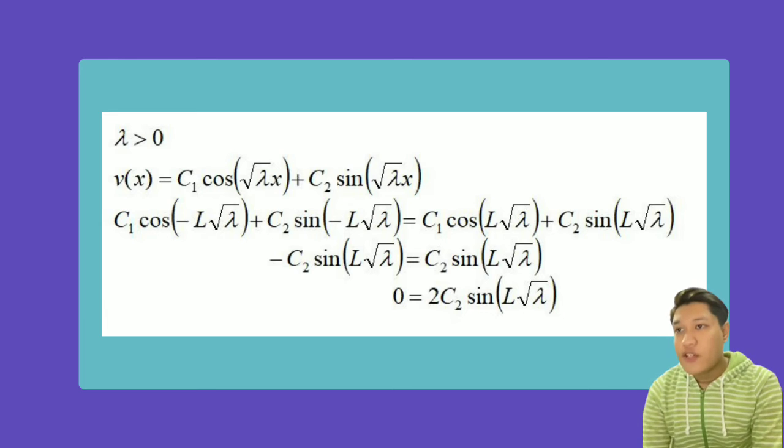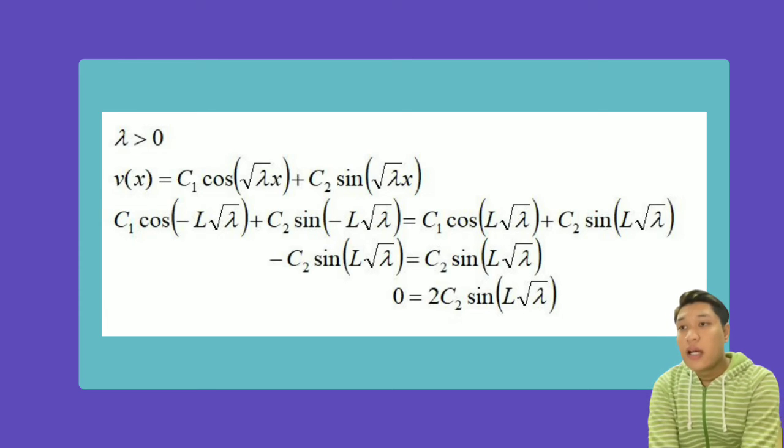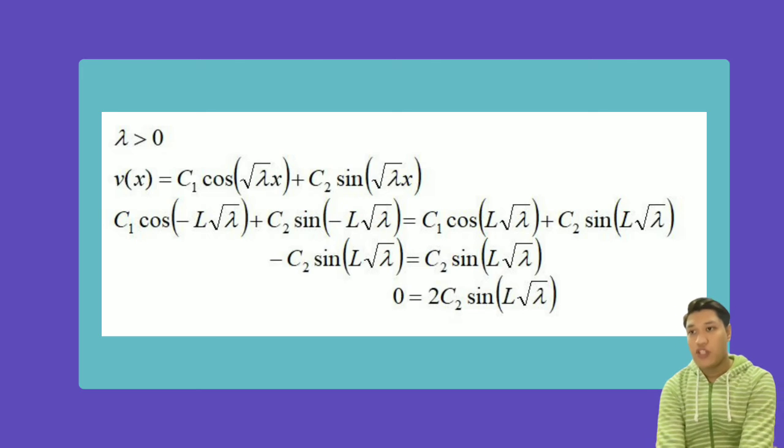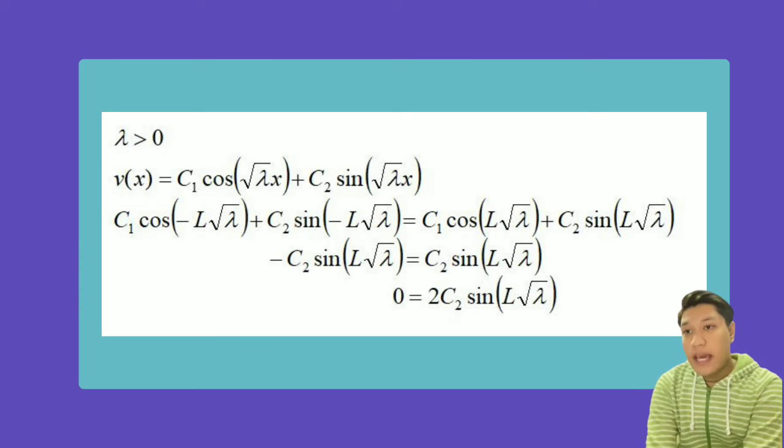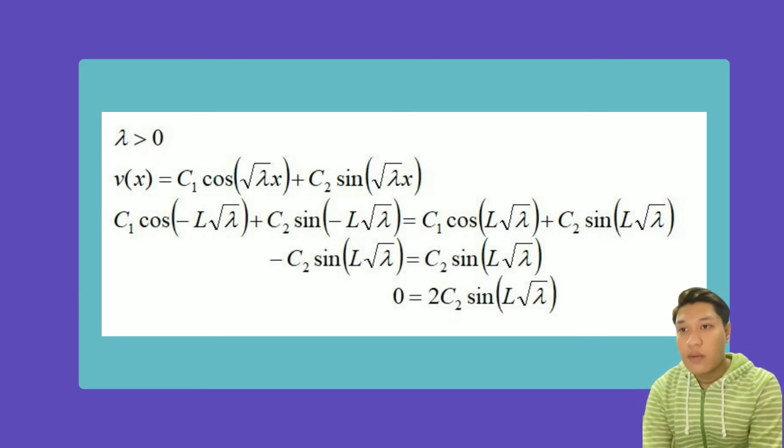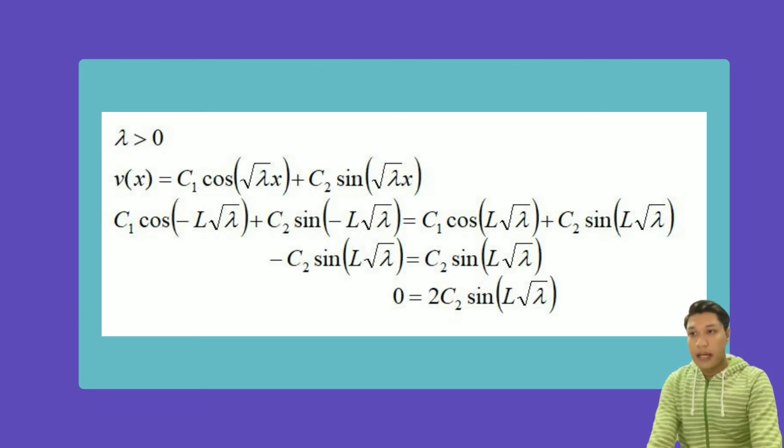We again have three cases to deal with here. Lambda more than 0. The general solution to the differential equation is V(x) equals to C1 cos square root lambda x plus C2 sin square root lambda x.